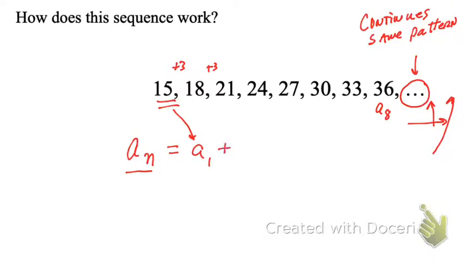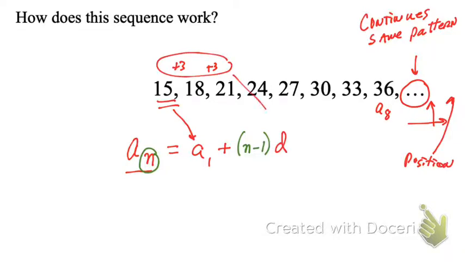Then what would you do? Well, you would have to know the position of the number that you want. Well, what's the position of the number that we want? It's n. So that means we would subtract 1 from that n, and that's how many of those 3's we would add, and 3 is called d.